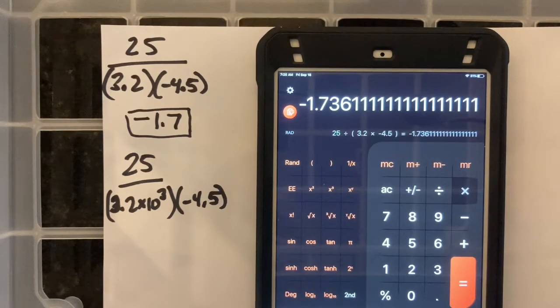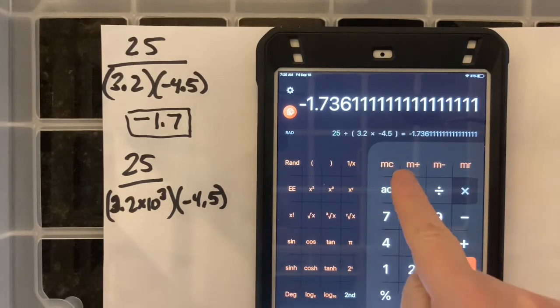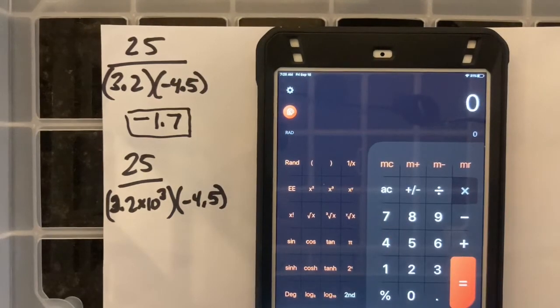Pick one method and use that all the time. Don't try to combine methods, just pick one and stick with it. For the second one, I changed the 3.2 instead of being 3.2, I made it a larger number, 3.2 times 10 to the third, so that we could practice our scientific notation.